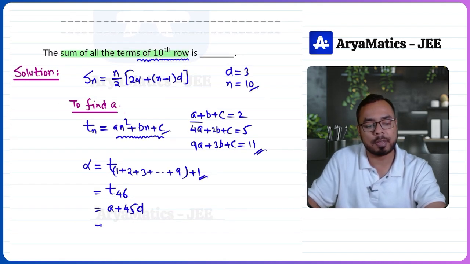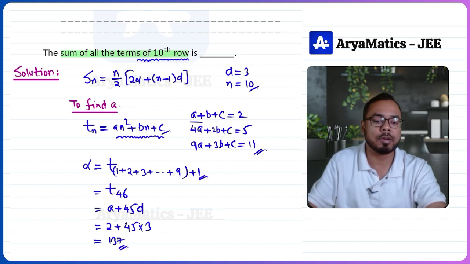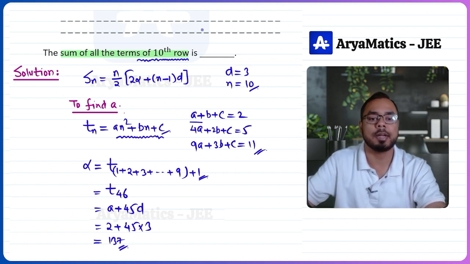Now a is 2, and the common difference is 3. So in place of a, we can write 2, and the common difference is 3. So 45 into 3 will be 135, plus 2, that will be 137. So this should be the first term of the 10th row, right? Alpha, the first term of the 10th row, will be 137.